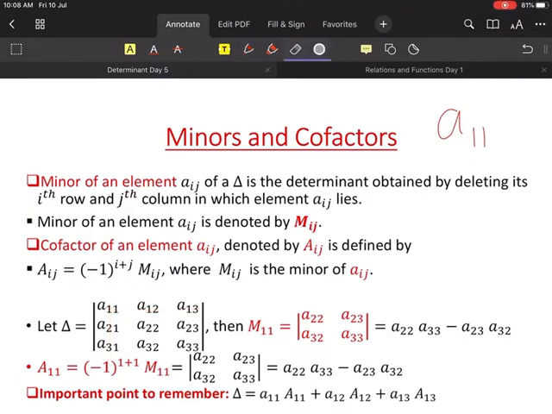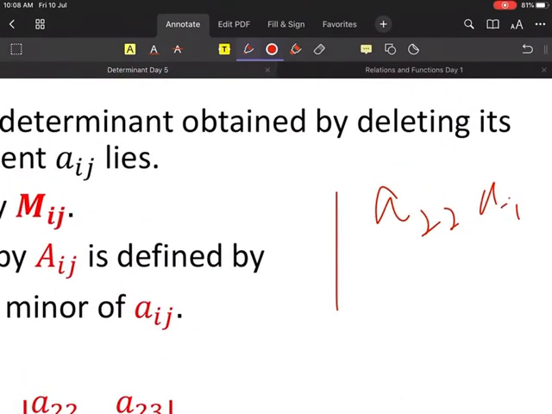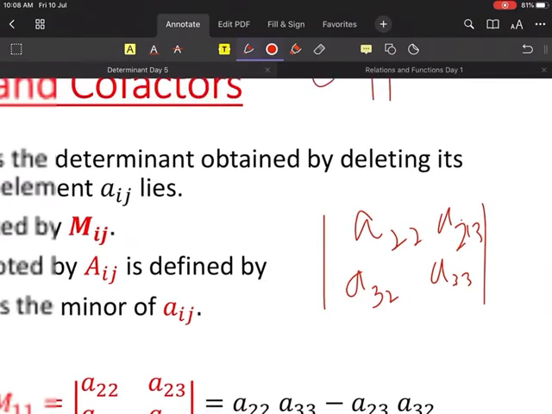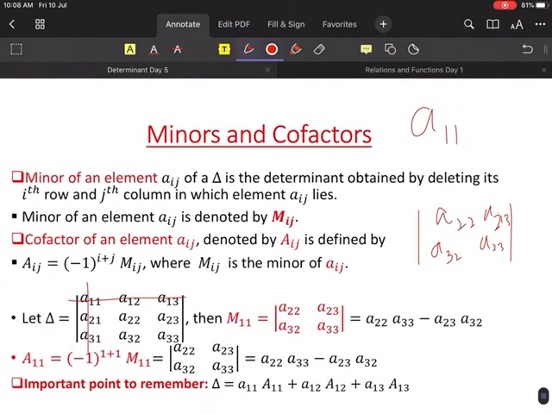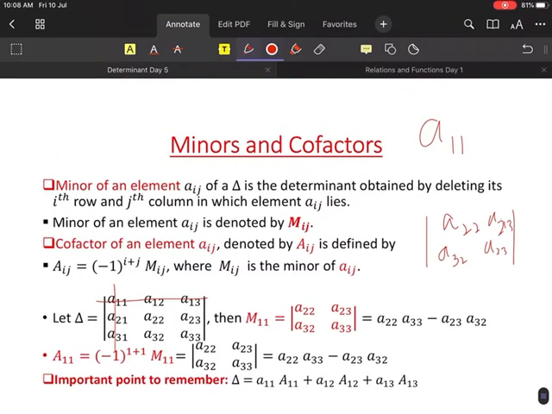Deleting its first row and first column. Understood? I am deleting the first row and first column. Whatever elements remain, the determinant of those elements gives you the minor of A11. Understood? So minor of A11 will be A22, A23, A32, A33. Everyone understood? Yes or no? Am I clear about the minor?